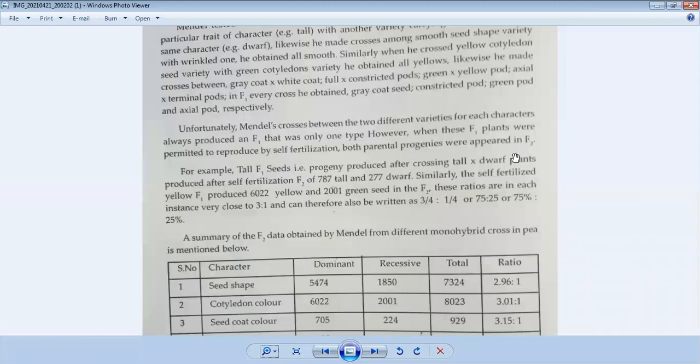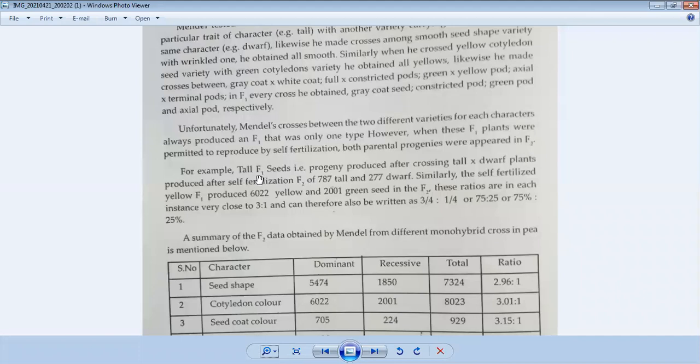Mendel crossed the two different varieties. In the F1 generation they got a different result, but in the F2 generation the condition is recovered, and the parental progenies were produced again.